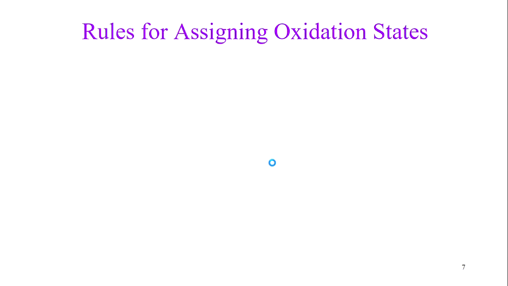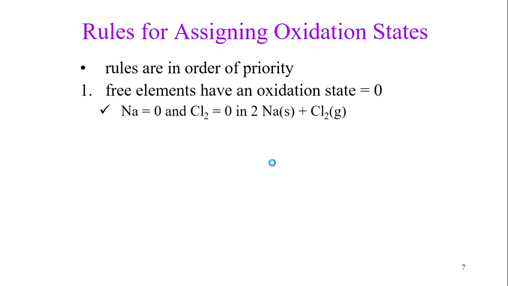We need to know some rules. First, you just need to know that we may have some exceptions. We may need to follow the rules in order. First, I'm going to work on this one. Elements, free elements, have oxidation number 0. What does that mean, free elements?